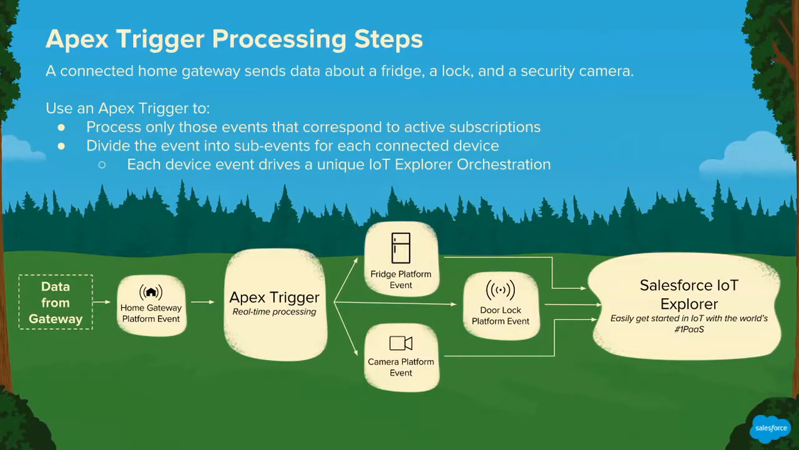So right here, you're looking at the gateway platform event. You're seeing the fridge, the door lock, and then the camera. And then each one of those individual device platform events will go to its own orchestration, where you can write custom logic for the device from there on. So I think that makes all sense.